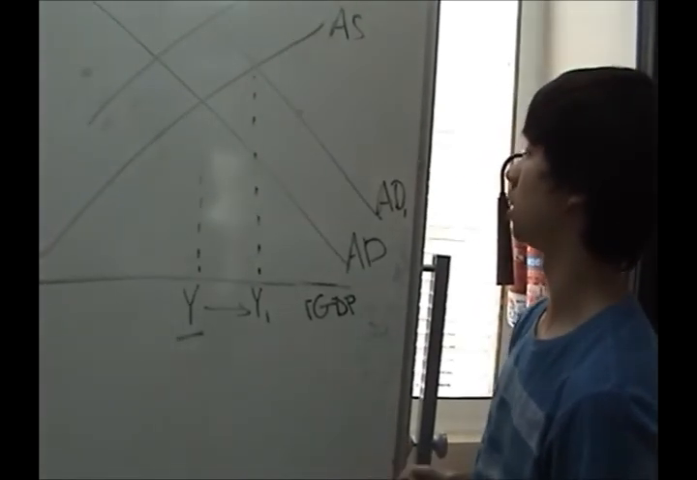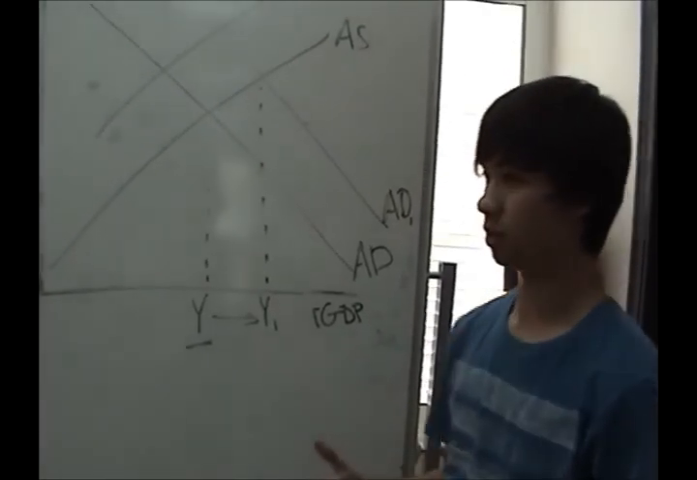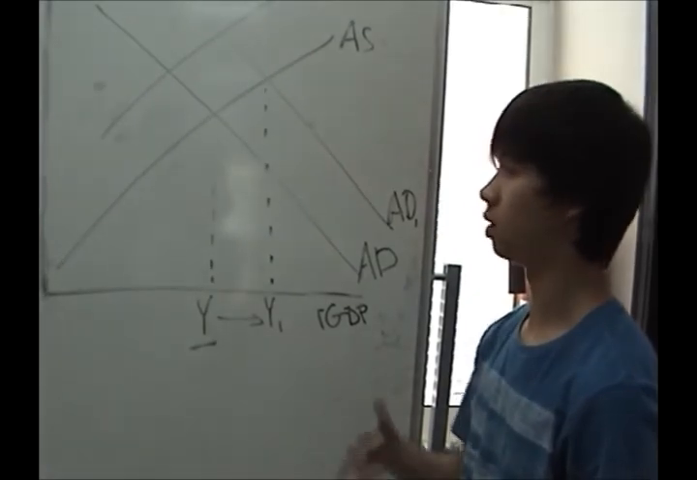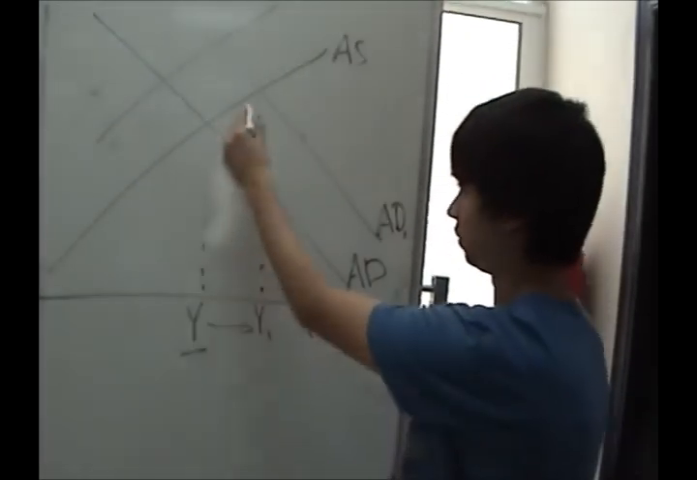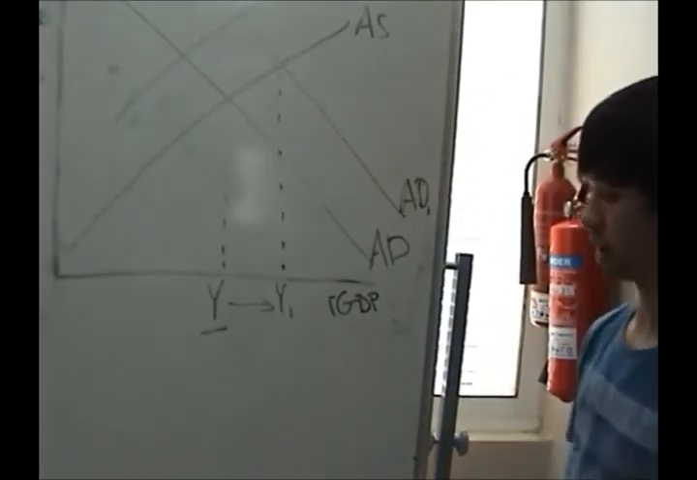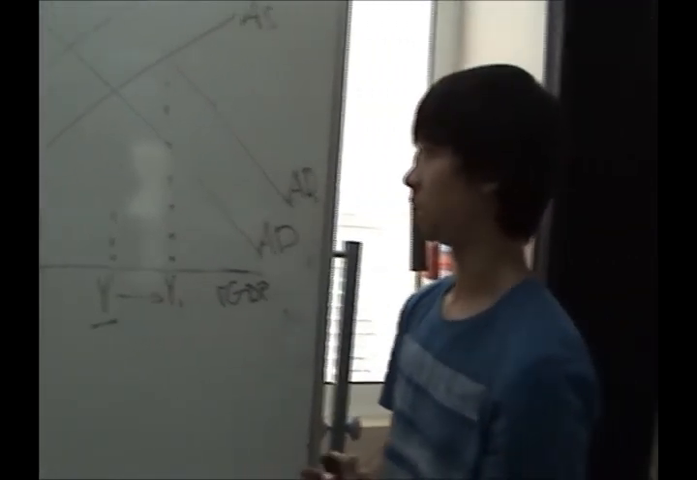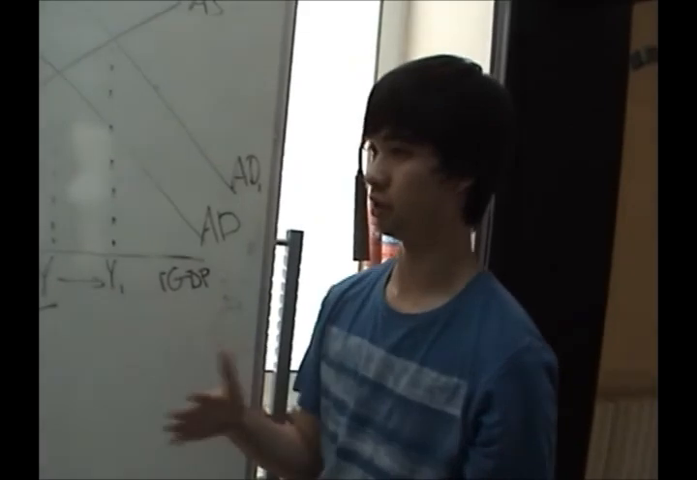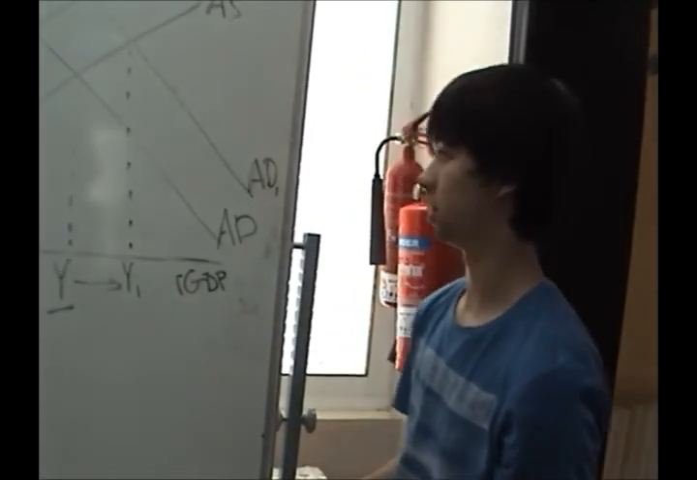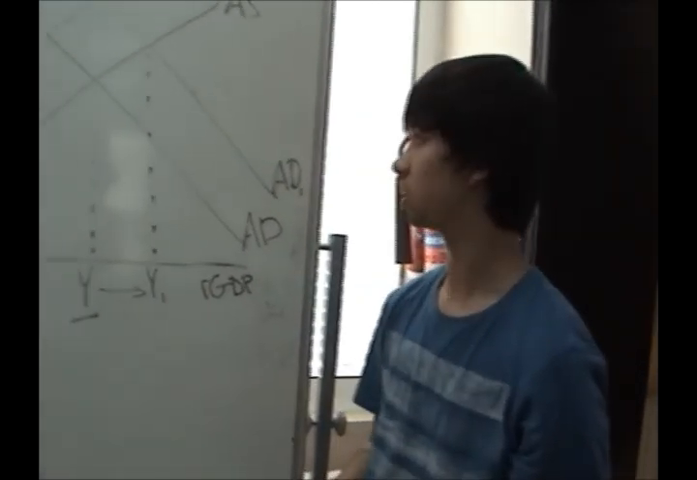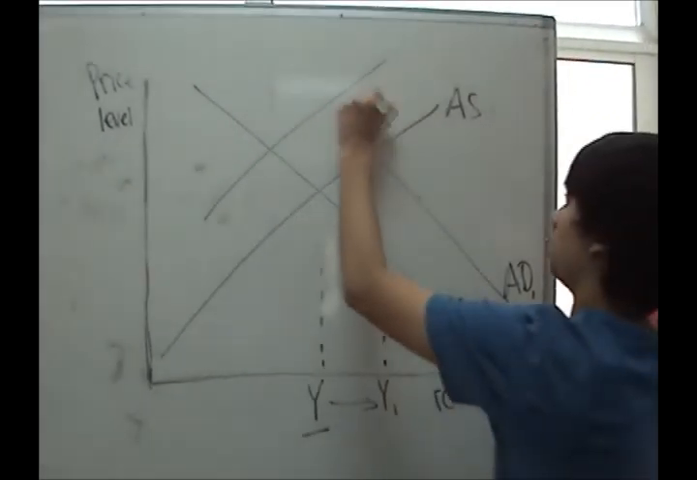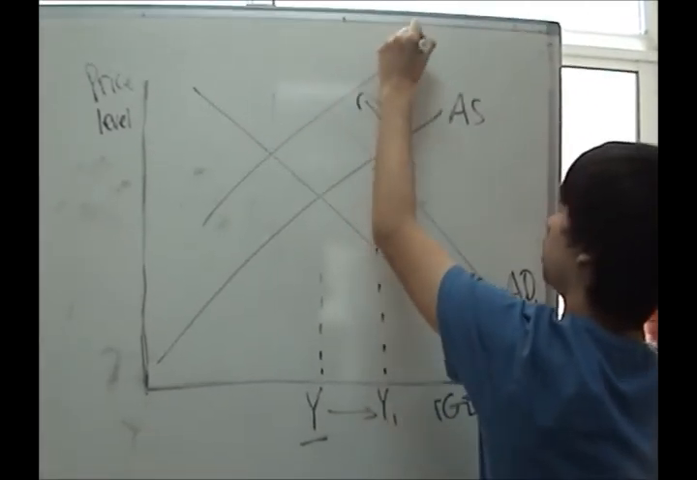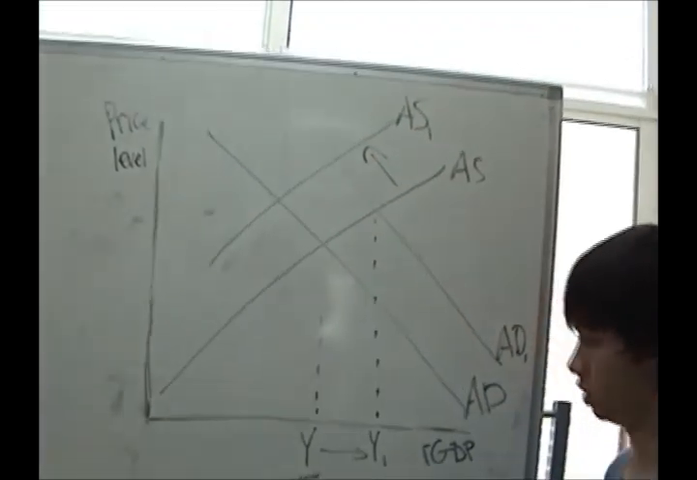And this is caused by, for example, higher wages, because there's inflation when the AD curve shifts to the right. So higher wages makes production decrease because businesses have to spend more money on workers. So that would shift the AS curve back to the original real GDP number.